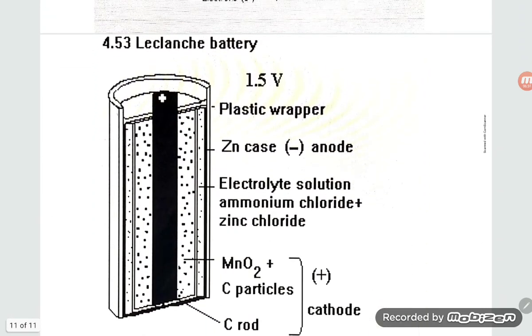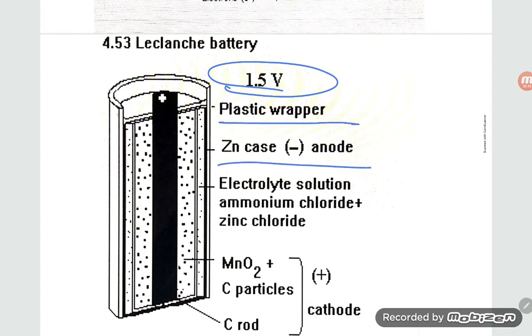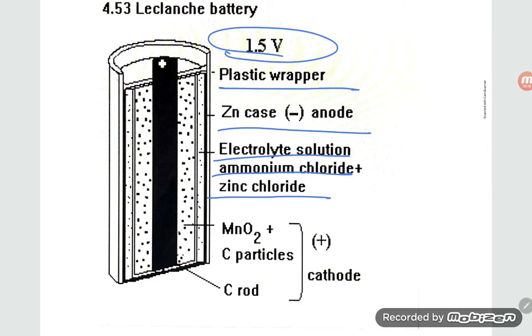What are the characteristics? 1.5 volt capacity, a plastic wrapper, zinc as the anode, and an electrolyte solution of ammonium chloride and zinc chloride filled in. Here is the carbon rod as the cathode, with MnO2 and carbon particles, positively charged, students. So this is all about the dry cell.